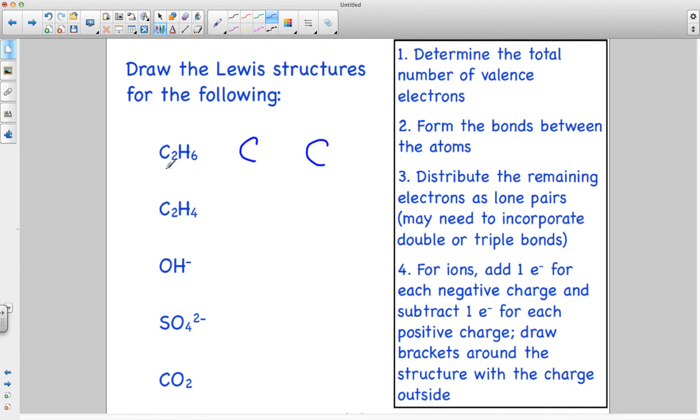When you're dealing with just pure compounds like this, and you're not dealing with ions, you can just write who's contributing what. We know that carbon contributes 4, so I'm going to put 4 around it. I know that hydrogen gives 1, so I'm going to have hydrogen give its 1.